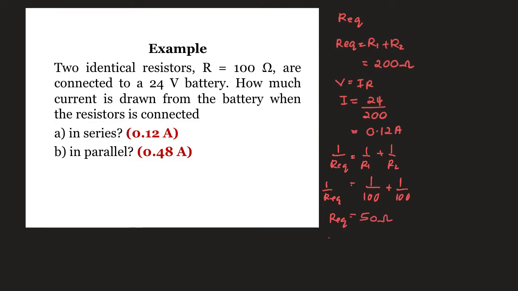Use the same formula, which is I equals V over R. So 24 divided by 50, therefore your answer is 0.48 ampere. And we can actually say that the current flow for the series will be less than the current flow for the parallel arrangement of resistor.